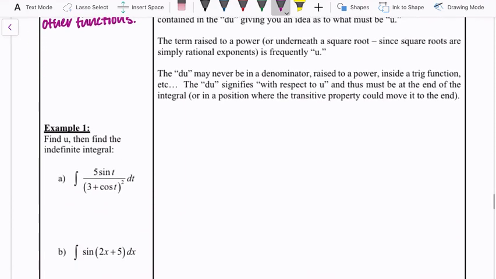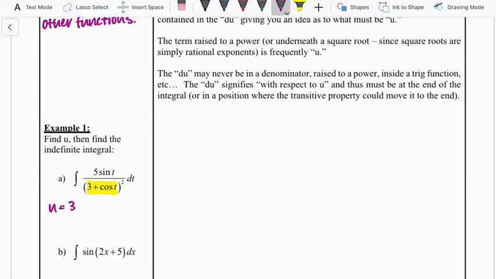So in example 1, let's look at a. We're finding the indefinite integral, basically just meaning that we're going to try to find the antiderivative. So we have the integral of 5 sine t over (3 plus cosine t) squared dt. All right, well, let's look for some sort of function that might be inside another function. Specifically, I see here that I have this 3 plus cosine t that's being squared. So that gives me an idea that that's a function inside of a quadratic function. So let's let this be our u.